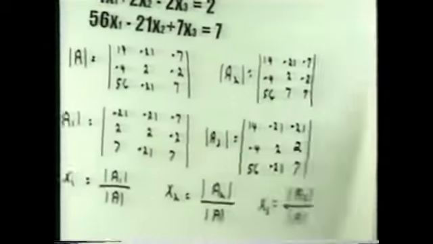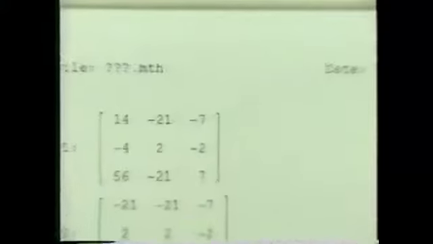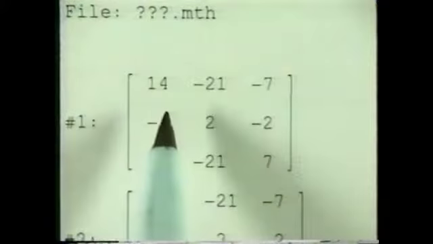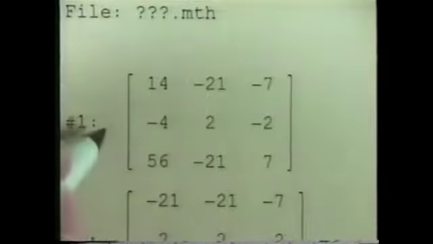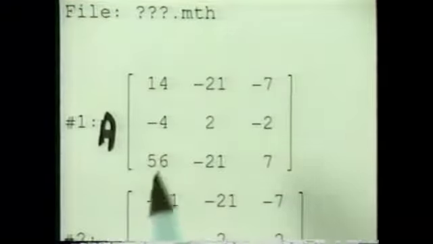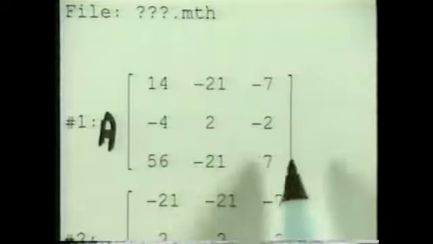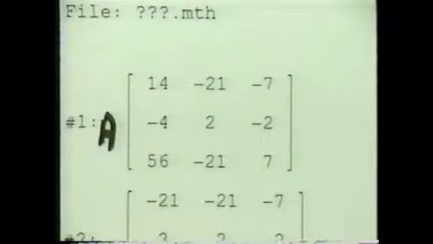Now, rather than doing all those determinants by hand, I'm going to let Derive do it. So I go to Derive and I author my 4 matrices. So here is A: 14, negative 21, negative 7, negative 4, 2, negative 2, 56, negative 21, 7.